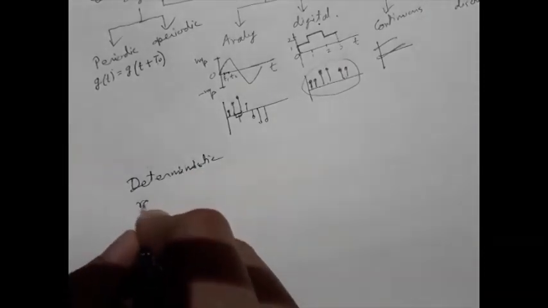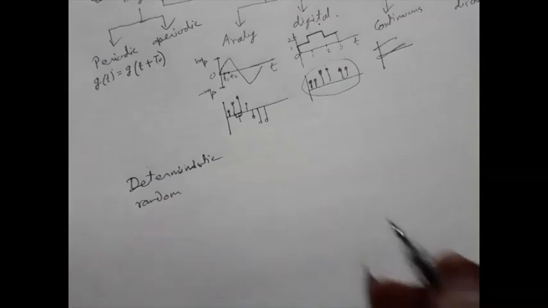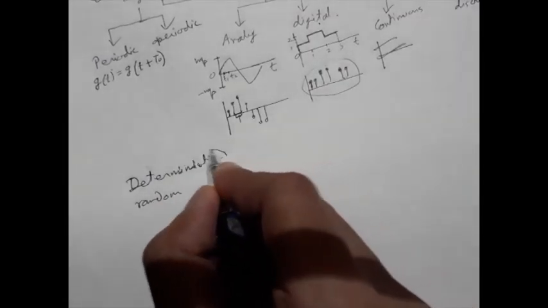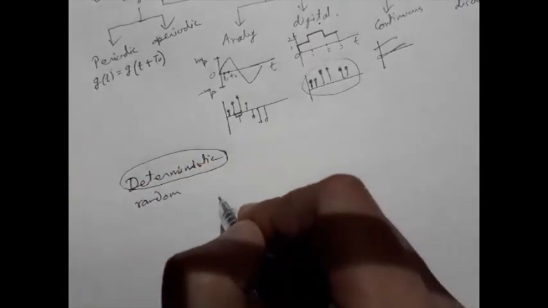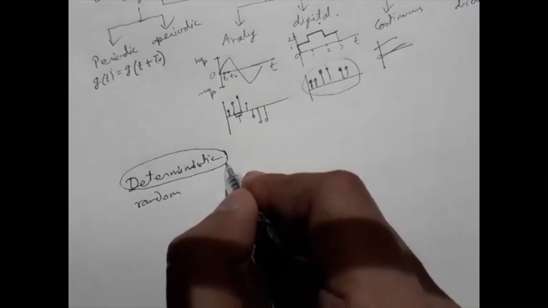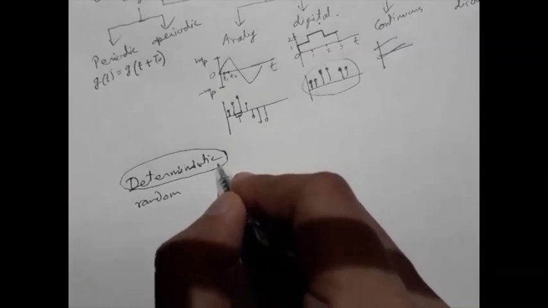We can divide the signal in another way. One is called the deterministic signal and the other random signal. Deterministic signal means we can completely specify this signal with the help of some equation. That means if we put the value of time, we will get the corresponding amplitude of the signal.